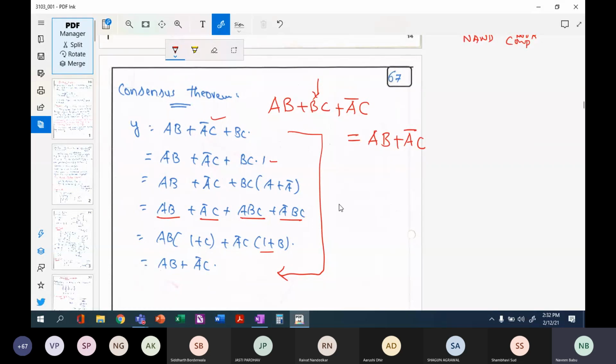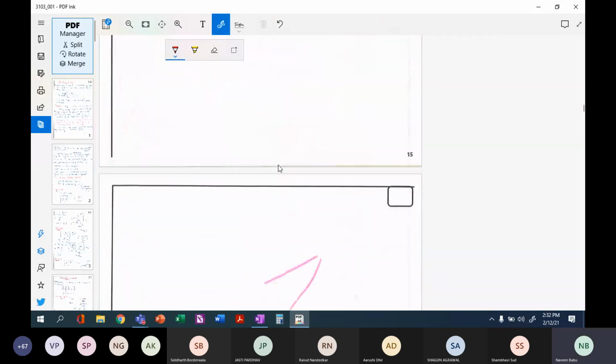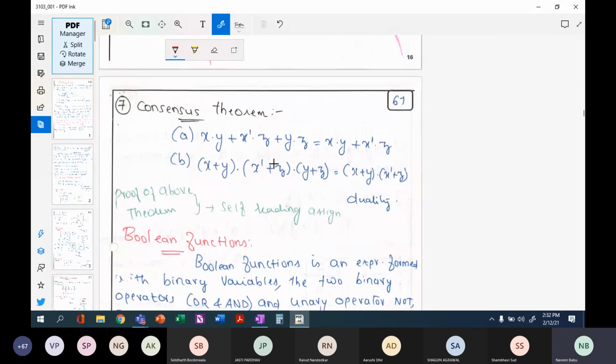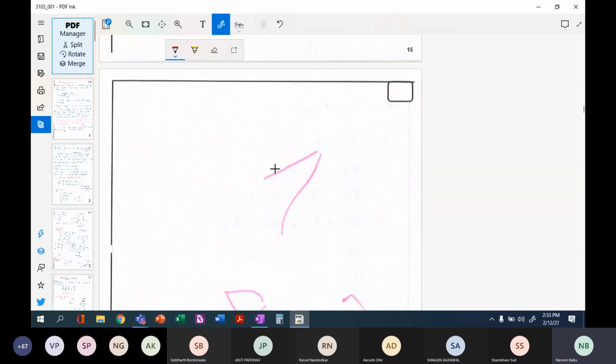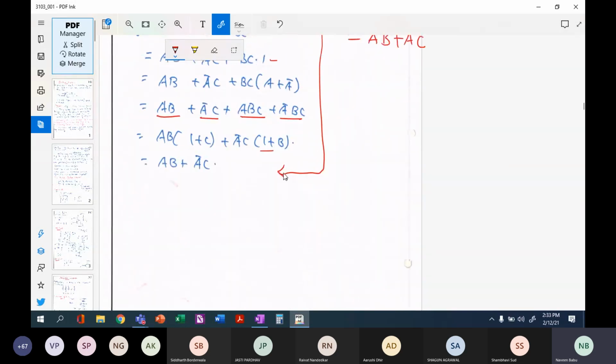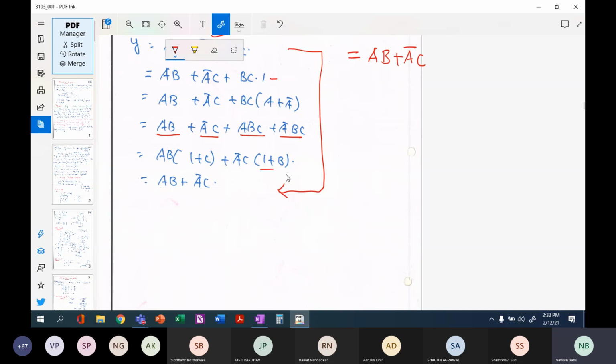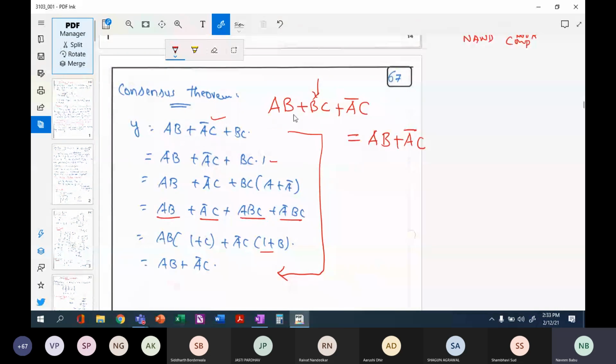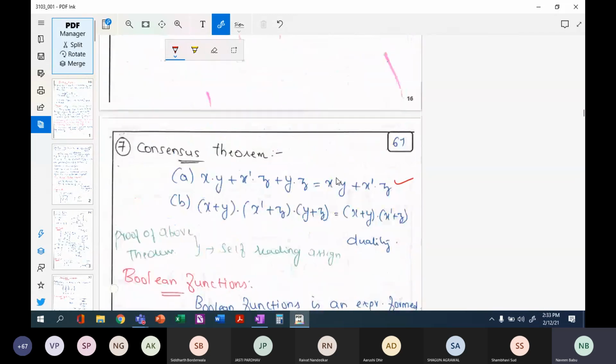Next is one more consensus theorem. We just saw this consensus theorem in terms of ABC. The duality is also true. What is the duality of this? Maybe we can write the duality expression for this. For duality we have to change the sign, as well as 0 to 1 and 1 to 0, right? So here also you can apply the same thing.